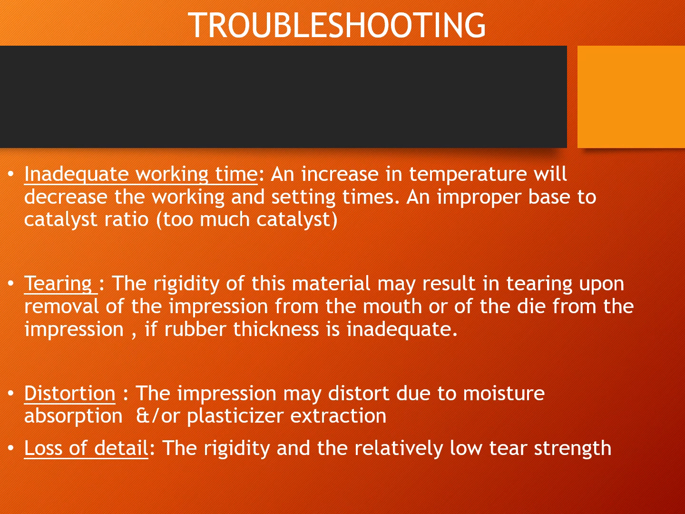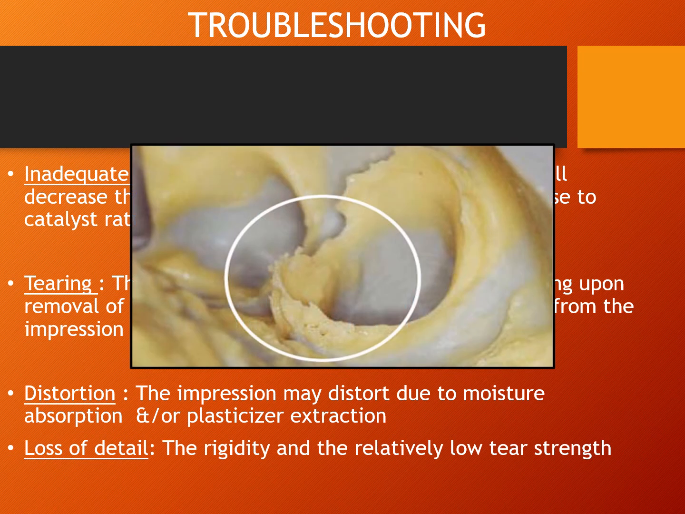Coming to the issues encountered while working with polyether, first one, inadequate working time. So an increase in temperature will decrease the working and setting time. Also an improper base to catalyst ratio will decrease the working time. Now tearing, the rigidity of the material results in tearing upon removal of the impression from the mouth or of the die from the impression, and also it happens because the rubber thickness is inadequate.